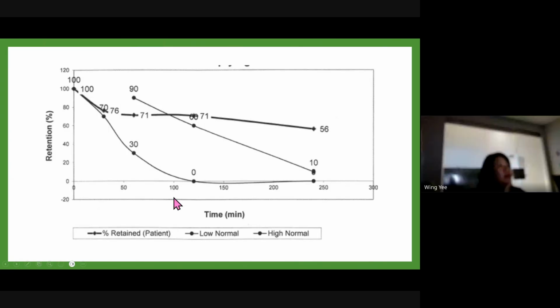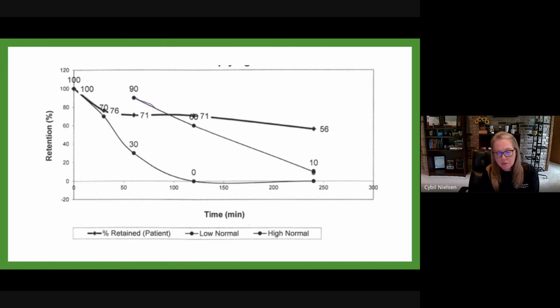All right, this one. So here is the upper limit of normal, the lower limit of normal, and now my curve is here. So that's abnormal, and my percent remaining is too high. And so that means I have gastroparesis.